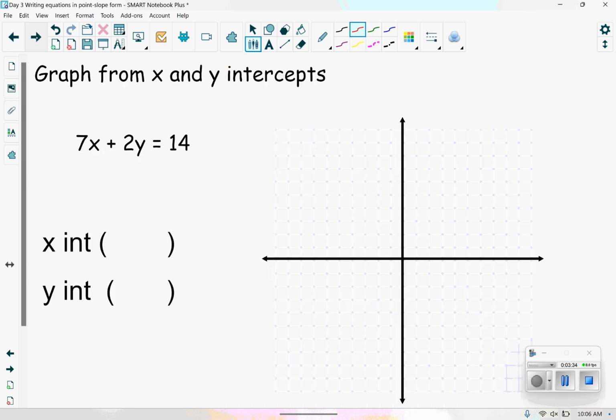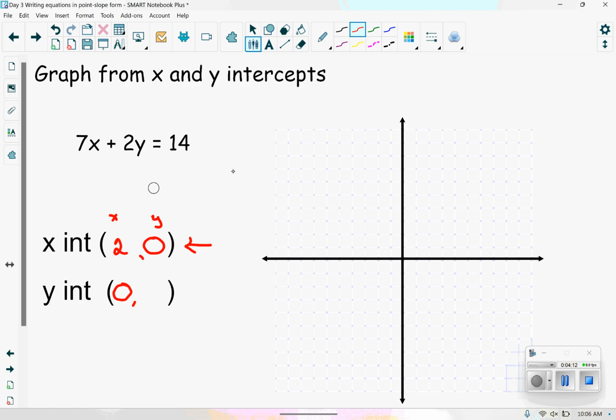All right. How did we graph from x and y intercepts? Well, we remembered that with the x-intercept, the y is always 0. And at a y-intercept, the x is always 0. So let's go back to this top one. If we stick a 0 in for y, these are my y's, these are my x's. If I stick a 0 in for y right here, 2 times 0 is 0. So this whole thing goes away. I'm left with 7x equals 14. Divide both by 7, and x is 2.